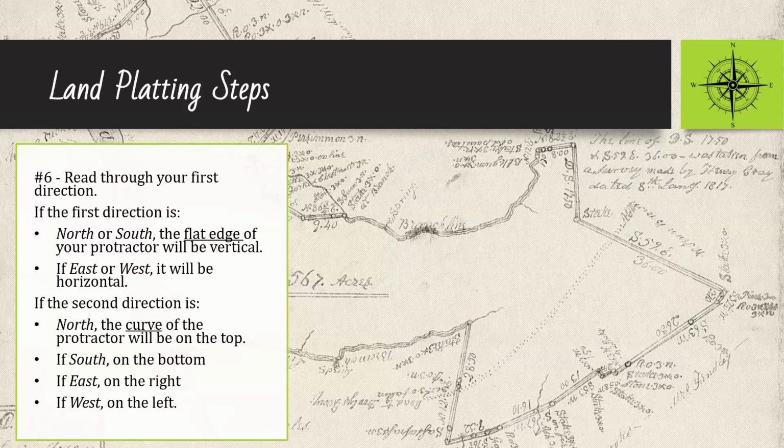Read through your directions, the first line. If the first cardinal direction is north or south, the flat edge of your protractor needs to be vertical. And if it's east or west, it needs to be horizontal. The second direction, when it says like north 50 degrees west, tells you where the curve of the protractor needs to be. If the second one says north, then your curve needs to be on the top or the northerly direction of your paper. South on the bottom, east on the right, and west on the left.